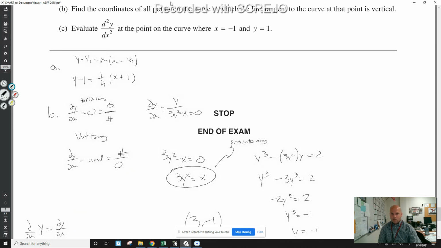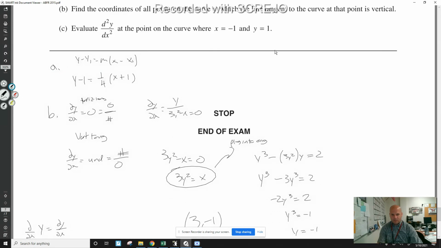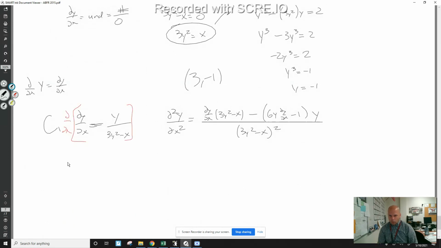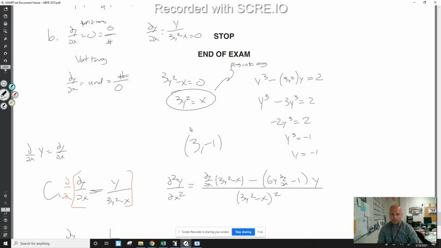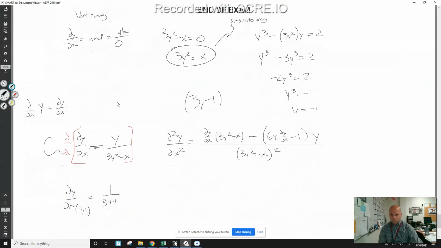Now, they want the second derivative at negative 1, 1, which means you do not have to plug in the expression for dy/dx to make it look pretty with just x's and y's. But we do need to plug in negative 1, 1 everywhere. We might as well start by plugging negative 1, 1 into dy/dx. So I have 1 over 3 minus negative 1. I already did that, right? I already found that it was 1/4.